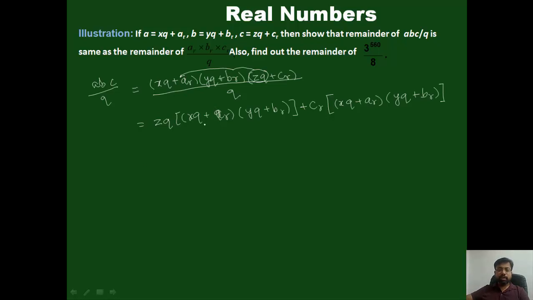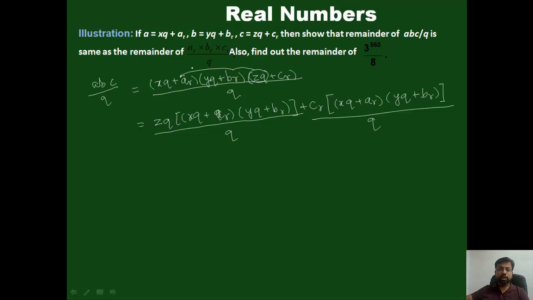Not completely, but in this way. The whole thing divided by Q can be split, right? The whole thing is divided by Q, or you can split it along the plus sign. So you have the whole thing divided by Q, or this divided by Q plus this divided by Q, right? That is how you simplify.